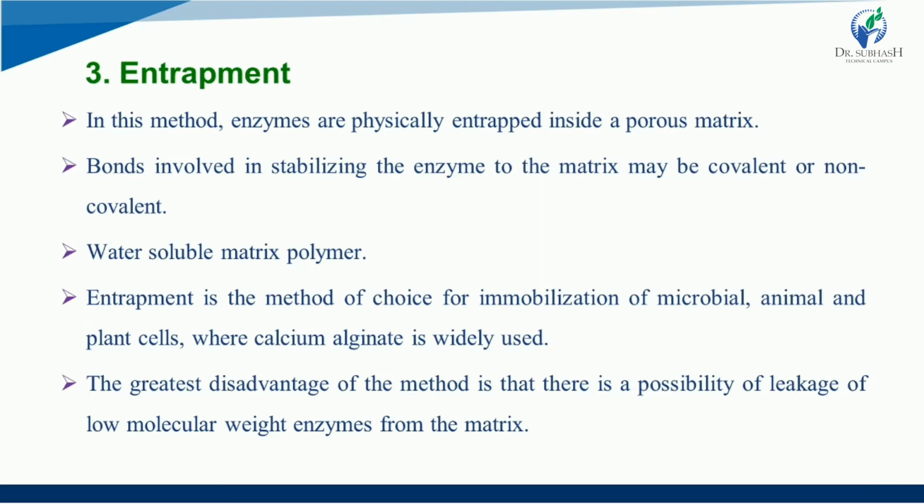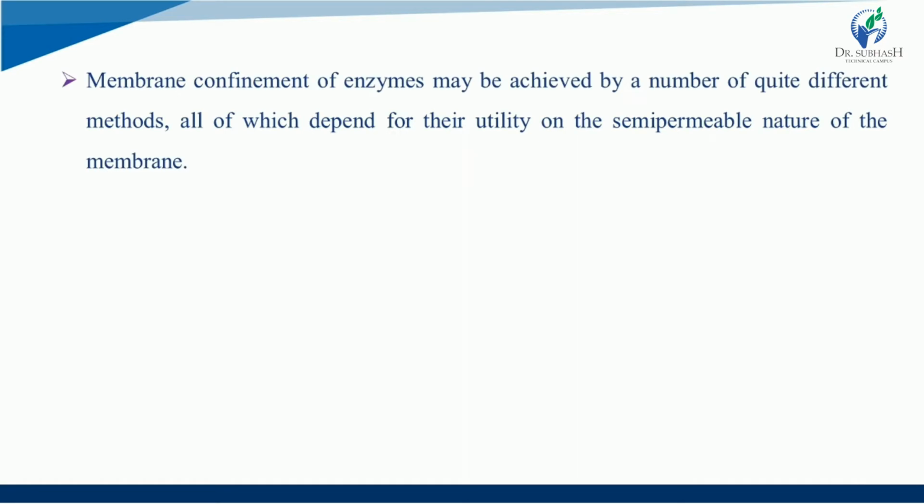And nowadays, calcium alginate also is widely used, as it is written in the last second point. You can see that calcium alginate is widely used for the entrapment method. There is also membrane confinement of enzymes, and this can be achieved by a number of quite different methods, all of which depend for their utility on the semi-permeable nature of the membrane. So membrane confinement, again, you can achieve by various methods, but the semi-permeable nature of the membrane will decide everything.